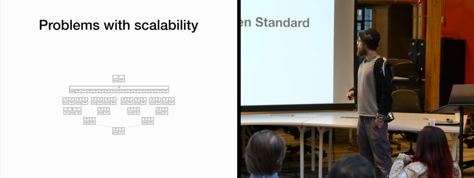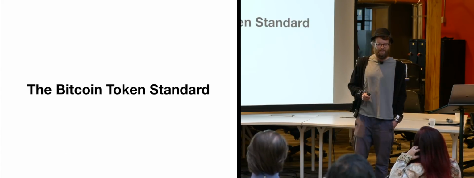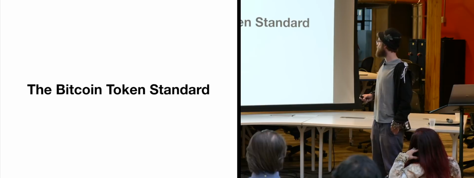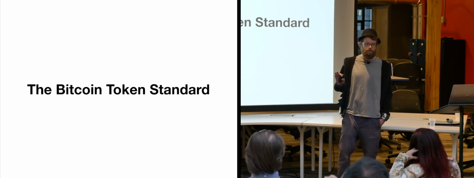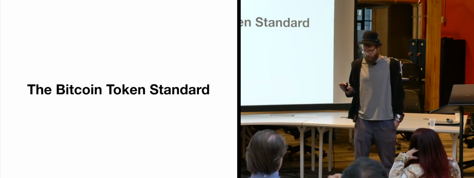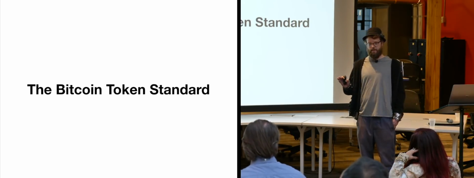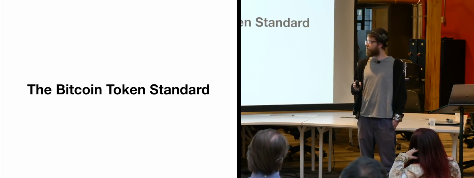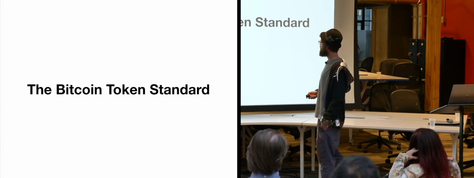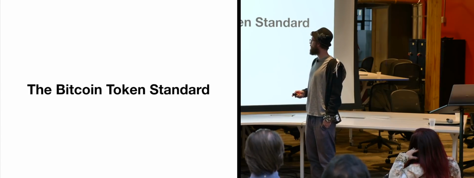Okay, so now that I've complained about existing standards, let's see if I can contribute something here. And I also don't want to sound too negative. I actually think the invention of tokens on Bitcoin is amazing. And the fact that it happened in 2012 is incredible. Very brave and smart people did this kind of stuff. But now it's 6 years later, so we should be able to improve on this kind of stuff.